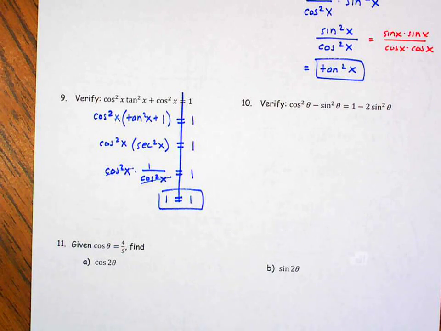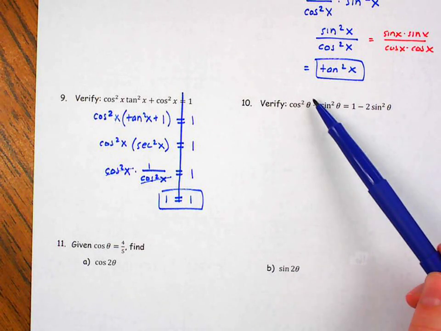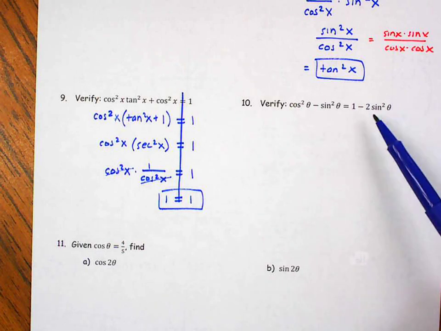Okay. Number 10 is a little bit tricky because they're both what I think of as equally complicated. I'm going to mess with this side, mostly because I notice this side only has sines.